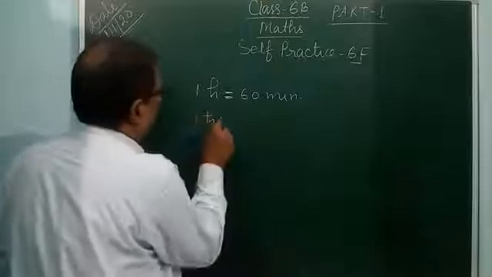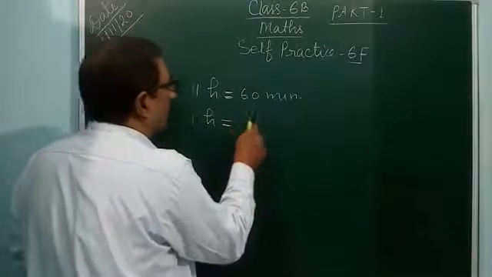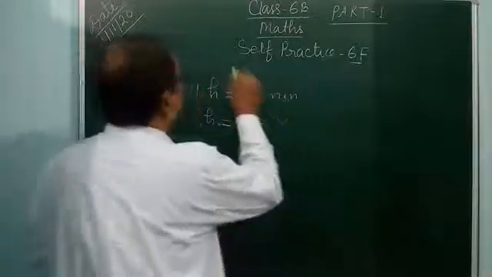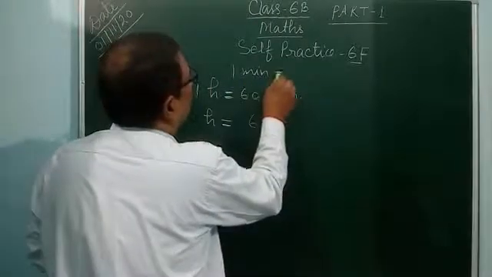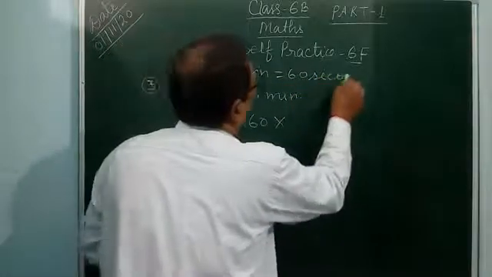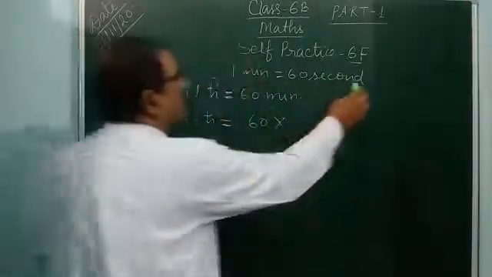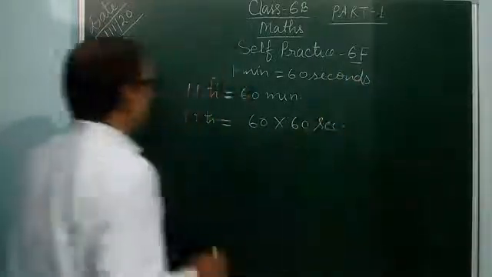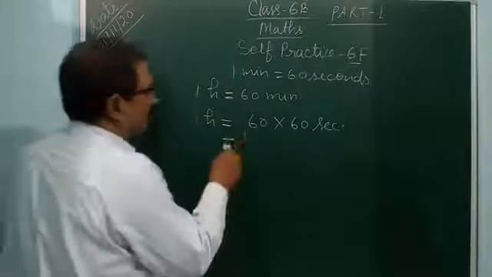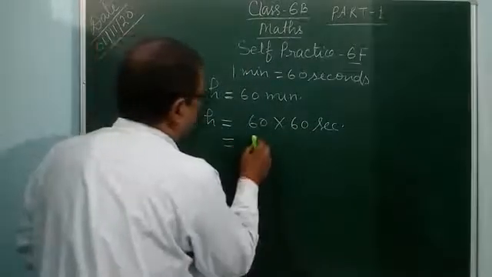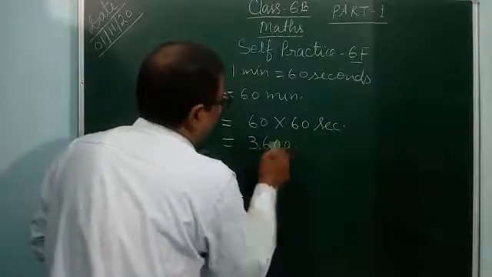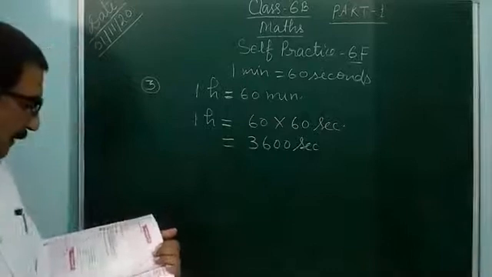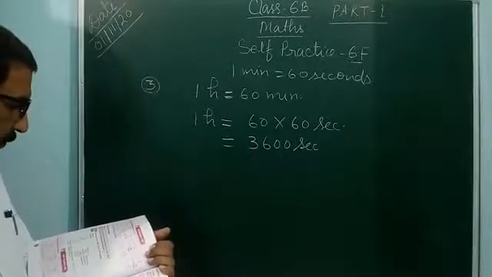1 hour is equal to 60 minutes, and 1 minute is equal to 60 seconds. So it means 60 into 60 seconds. 1 hour is equal to 60 into 60 seconds. It means 60 into 60, 3600 seconds.